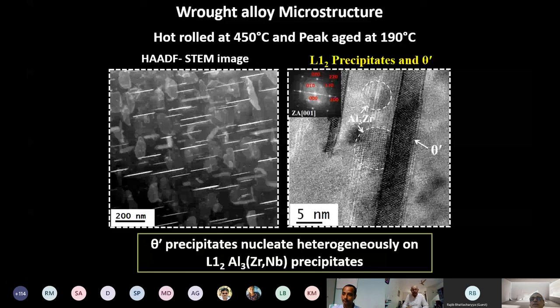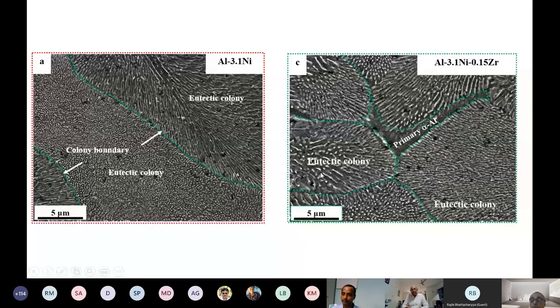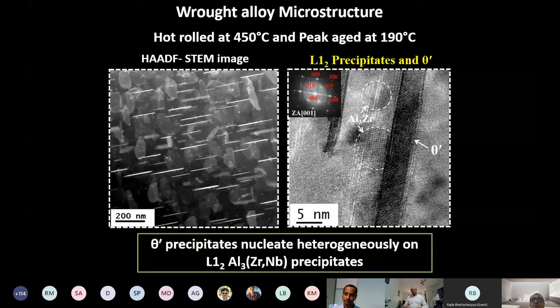At 10 hours you get the precipitates, and you see the identical microstructure that I have shown you earlier. This is the HAADF image, and this is the high resolution image. Therefore, as you can see, we can make the same alloys, and I have not given you the strength values. Strength values are identical to the cast values, not much difference. And therefore, yes, it is possible to develop a wrought alloy with these.